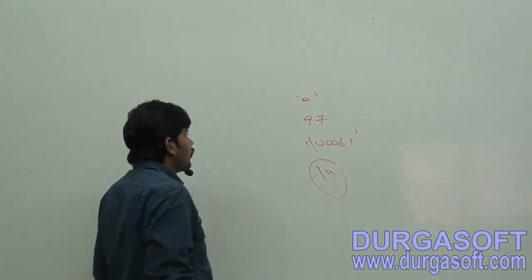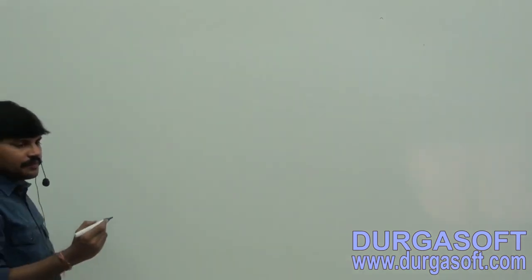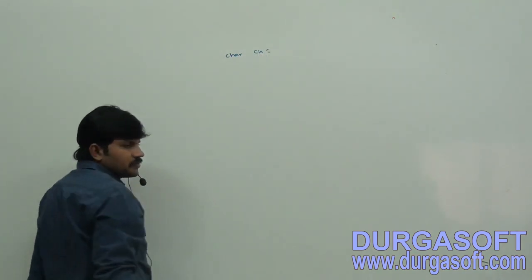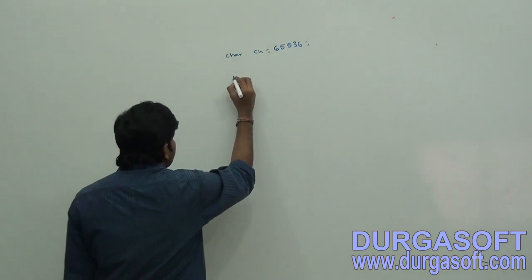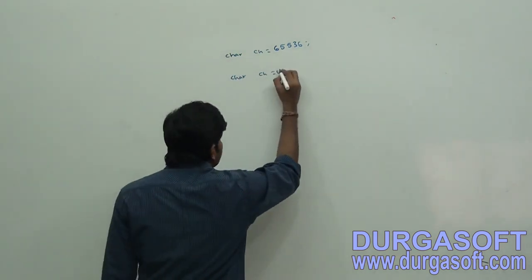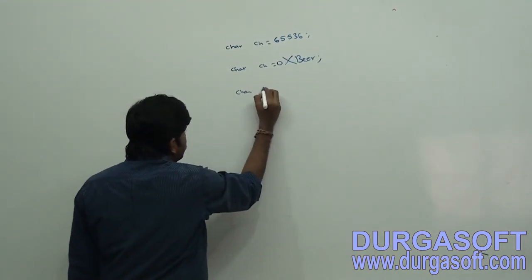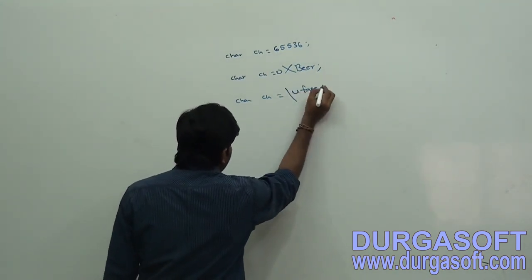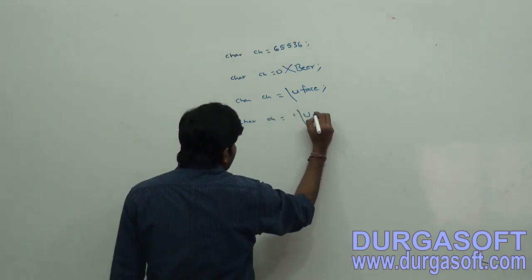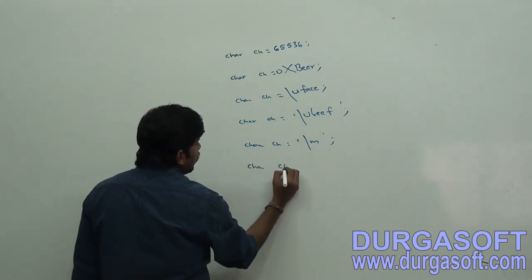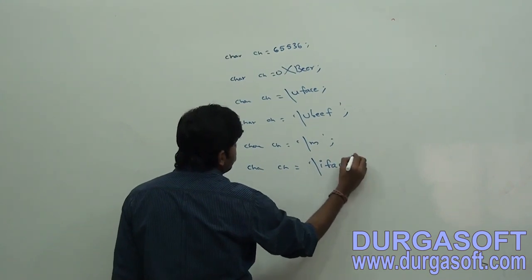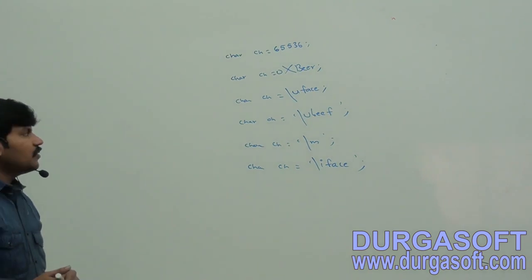Let me summarize with a quiz. Which of the following are valid? char ch = 65536; char ch = 0xbeef; char ch = \ubeef; char ch = \m; char ch = \iface; and so on. Can you tell which are valid and which are invalid?